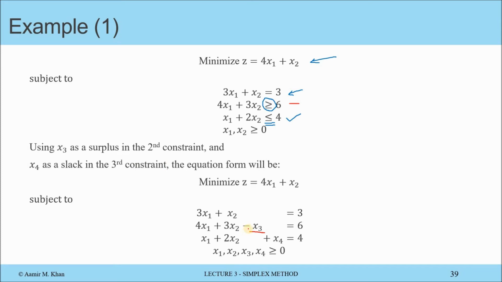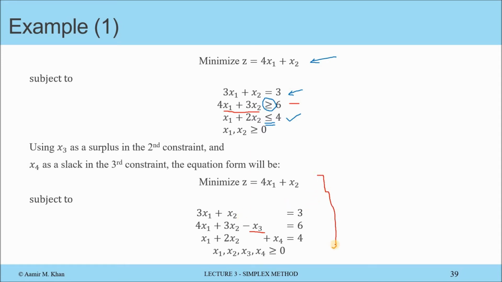Remember, the left hand side of this equation is greater than or equal to 6. If it is equal to 6, no problem. But if it is greater than 6, then you subtract that greater value, which is the surplus variable. That's how you make it an equation. For x4, you have a slack variable in the third constraint, so that's the normal one. For the first equation, you don't add or subtract anything. So this is now your equation form.